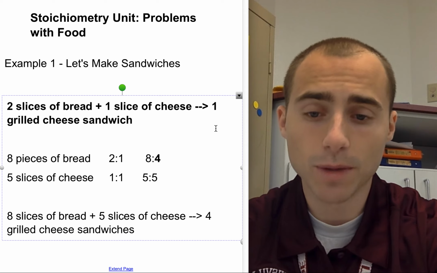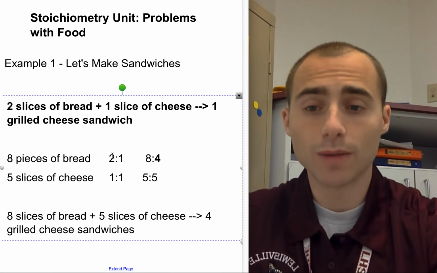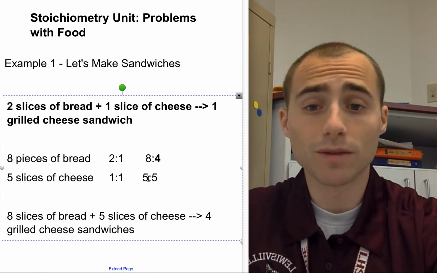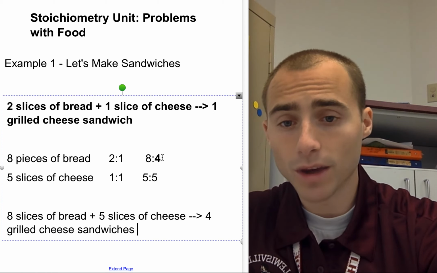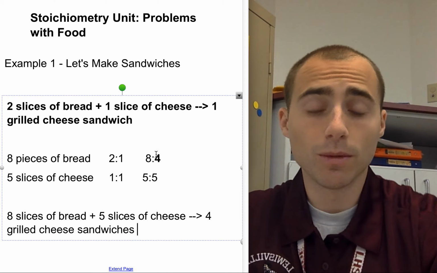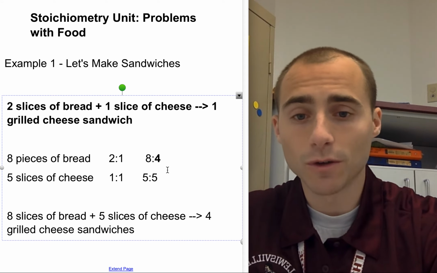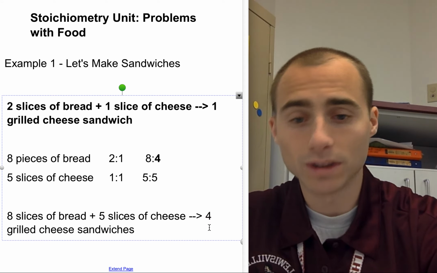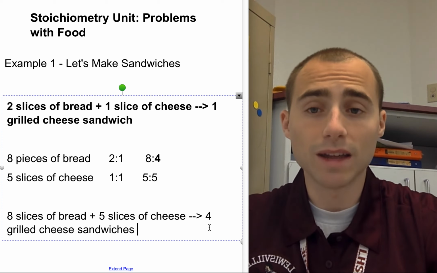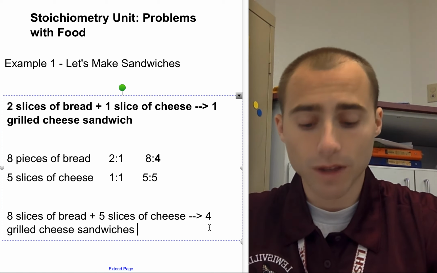Now if we look back at this, the reason we can only make 4 grilled cheese sandwiches, we will have 1 leftover piece of cheese, but we only had 8 pieces of bread. So with our given amount of bread, we can only make 4 sandwiches. So we have to deal with the 1 leftover piece of cheese, and we can only end up making 4 sandwiches because we have to make 4 complete sandwiches. So that's our first example.